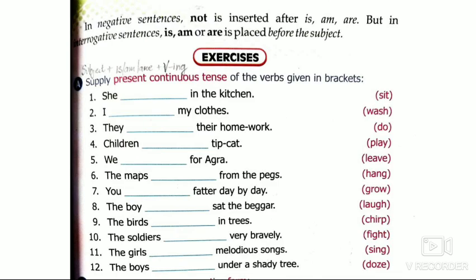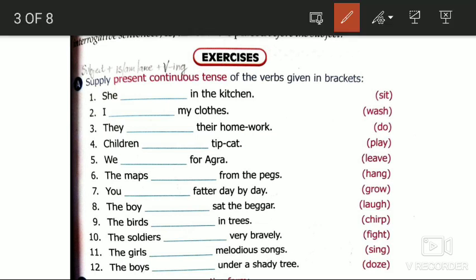Let's move on to doing the exercises. On top, if you want, you can write subject plus verb. We call it the subject plus is or am or are plus verb ing. This is how you are going to fill in the blank. Number 1, supply the present continuous tense of the verbs given in the brackets. We are going to make use of the verbs given in the brackets.